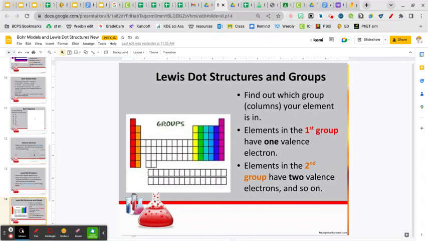For Lewis dot structures, first, find out which group you're in. The first group is always going to have 1. The second group is always going to have 2. This group will have 3, 4, 5, 6, 7, 8, except for helium. Helium will only have 2.